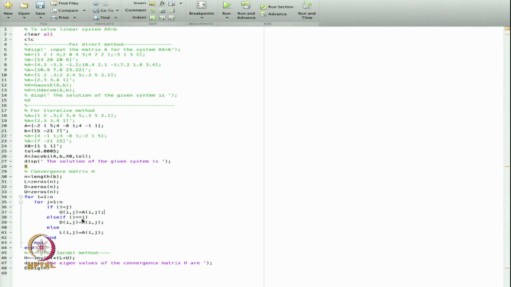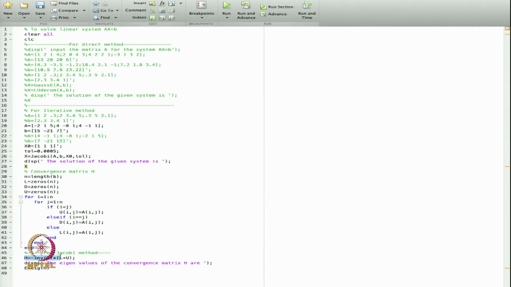When i is equal to j, it means I am talking about the diagonal elements, so Dij should be equal to Aij. Else, for the lower triangle matrix, Lij should be equal to Aij, and then I will end this if loop for 4, and from there I will get the matrices L, U and D.